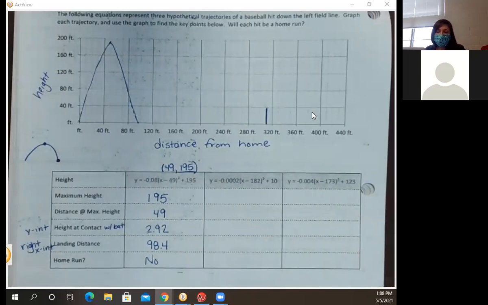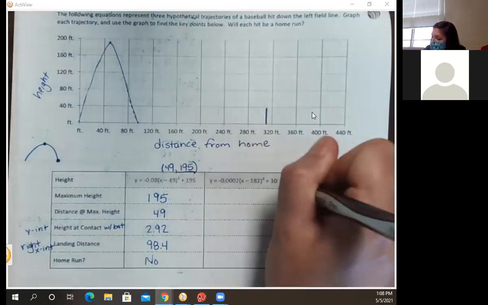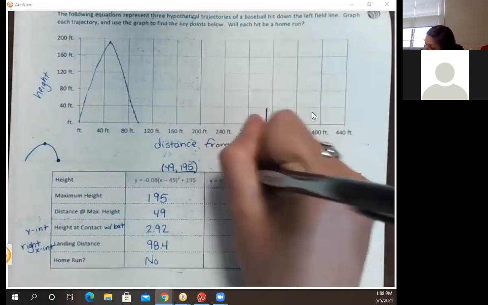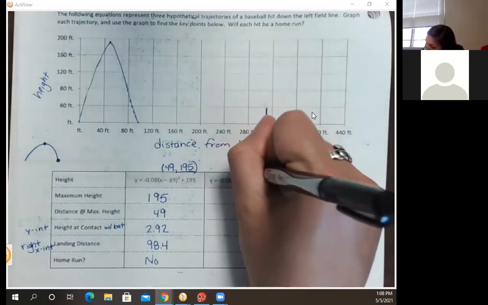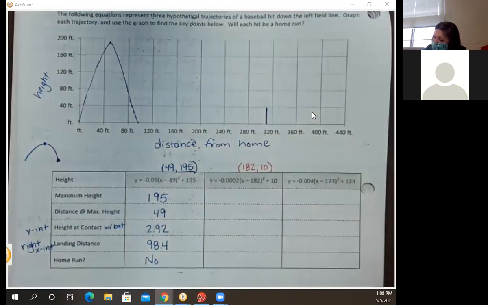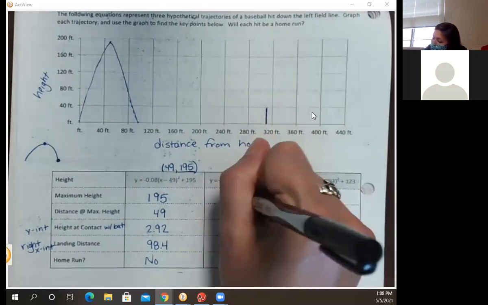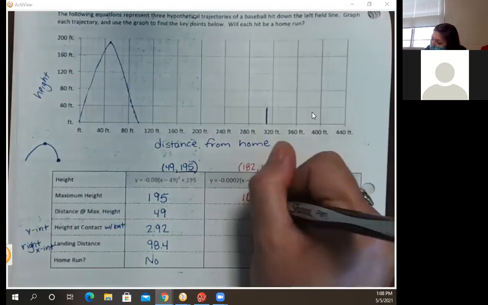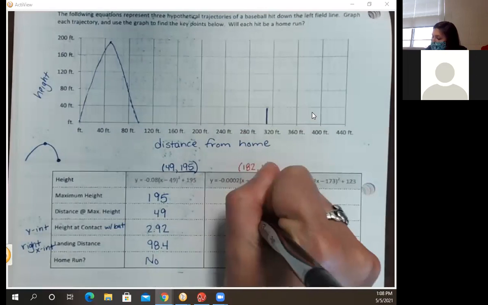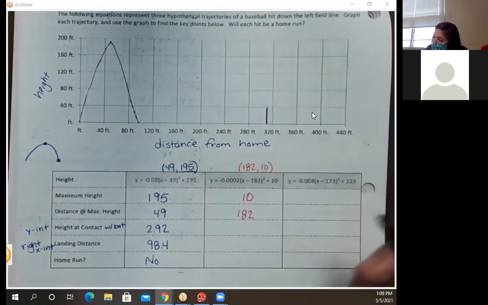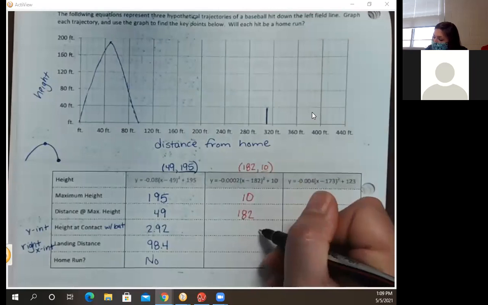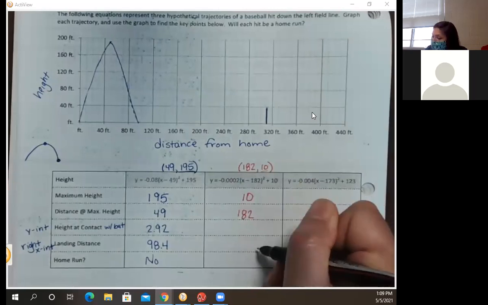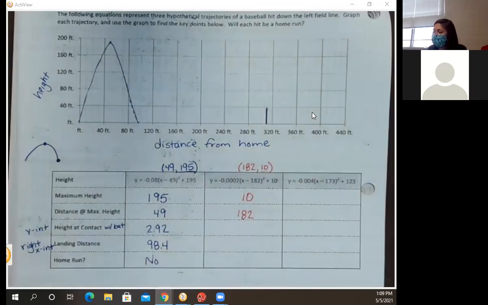Now we're going to do the same thing with 2 other hits. So for my second equation, this describes my second hit. My vertex this time is 182, 10. The maximum height my ball reaches would be 10. Remember, our y coordinate gives us the height. It reaches that maximum height 182 feet from home plate. And now I want to find the y-intercept, the height when we make contact, and then the landing distance. When does it come back to the ground?